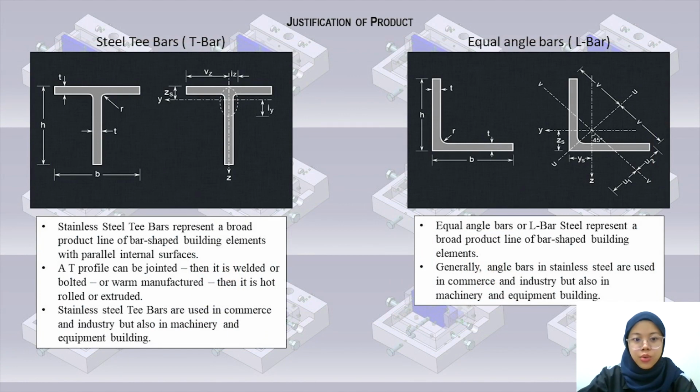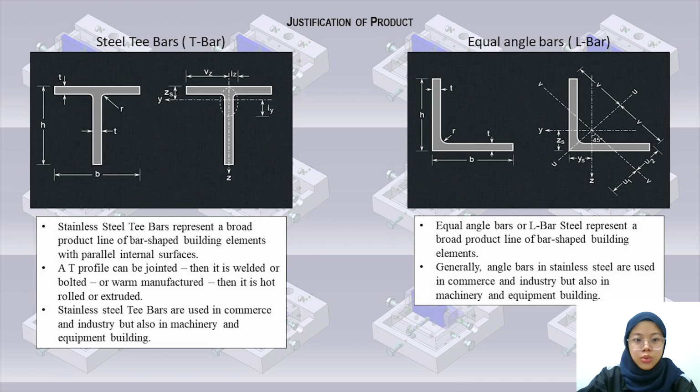For the product, we had chosen the L bar and the T bar shape as our main product for jigs and fixtures. Stainless steel T bars represent a broad product line of bar-shaped building elements with parallel internal surfaces. A T profile can be jointed, then welded or bolted, or manufactured, then hot rolled or extruded. Lastly, stainless steel T-bars are used in commerce and industry, but also in machinery and equipment building.